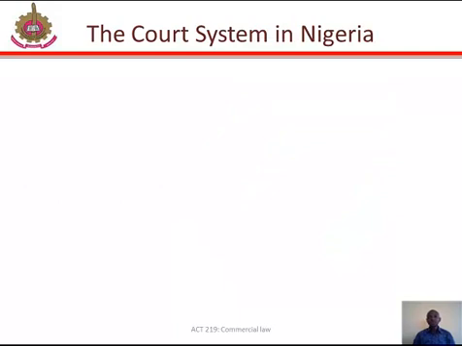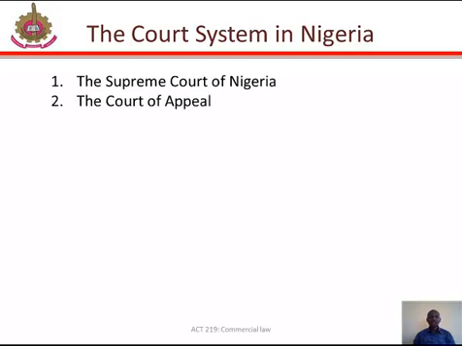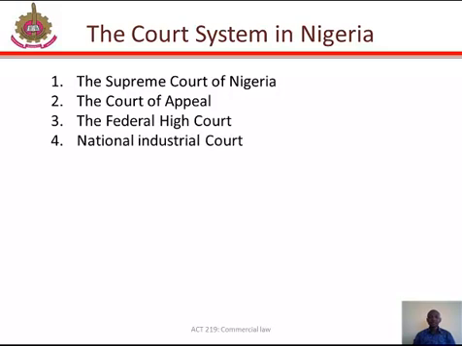Section 6 of the Constitution of the Federal Republic of Nigeria, 1999 as amended, vested the judicial power of the Federation of Nigeria in the following court system in order of hierarchy and superiority, starting from highest to lowest. The first on the list is the Supreme Court of Nigeria, and the next is the Nigerian Court of Appeal. The other one is the Federal High Court, and the next one is the National Industrial Court.